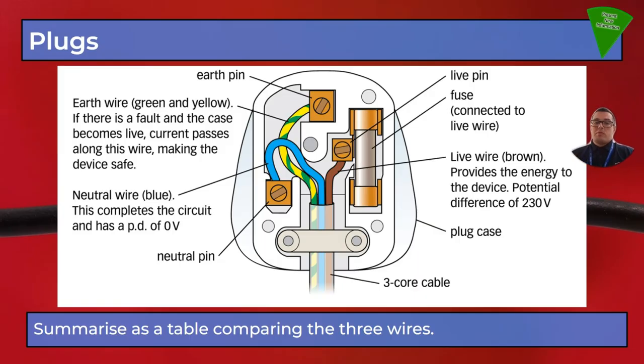And then obviously the blue wire, as we'll see in a minute, completes the circuit. But that's the way you can tell them apart visually: the live wire will always be linked to the fuse. The neutral wire just completes the circuit, so it's just linked to the opposite pin.